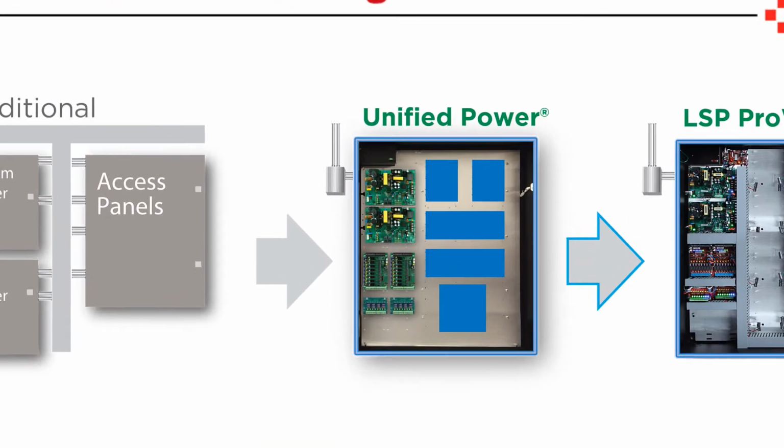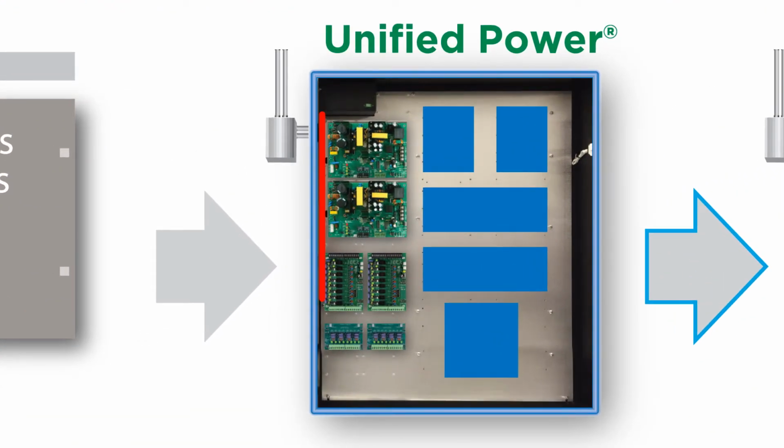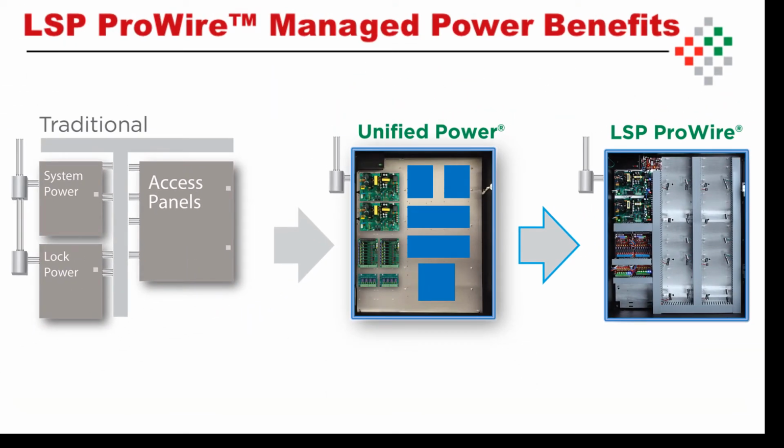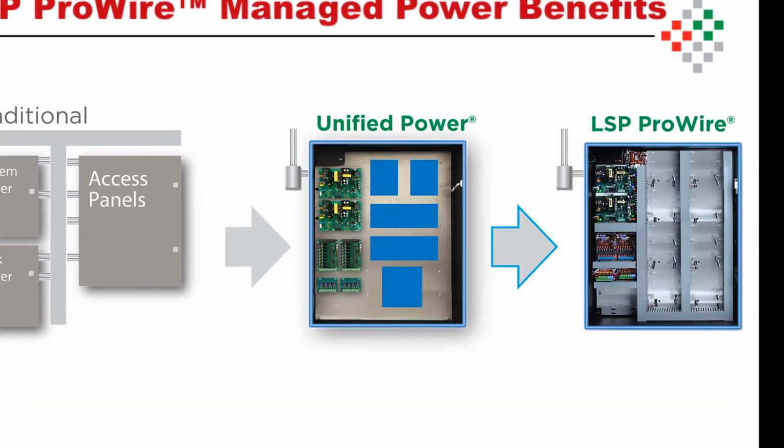The Unified line consists of a single enclosure populated with all necessary LSP boards for the system, and a backplate pre-set up with mounting hardware in place ready for the access control boards and access wiring. All LSP boards in the enclosure are pre-wired at the factory.